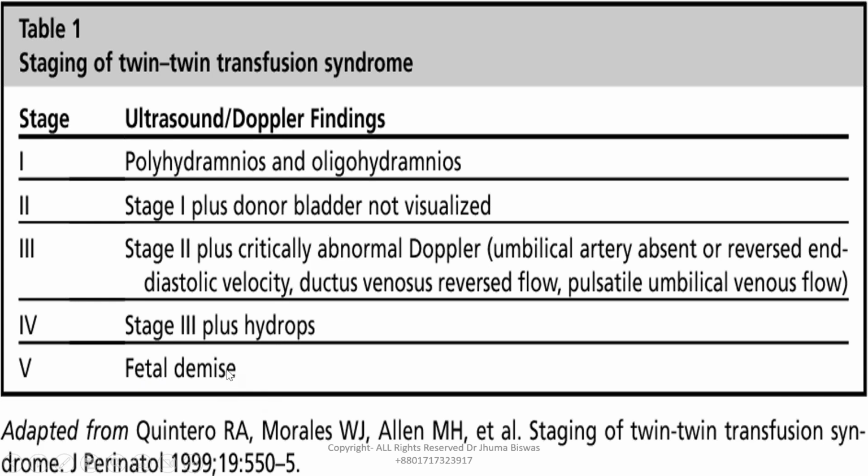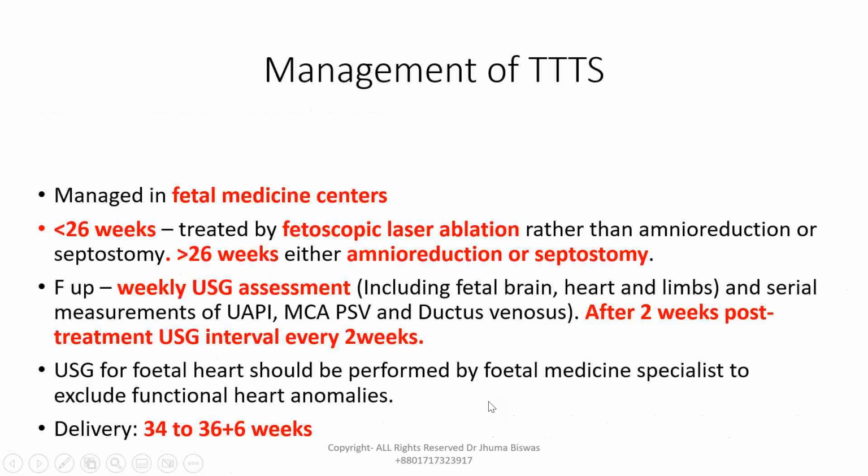So how do you remember this? Always remember A, B, C, H, D. A means amniotic fluid abnormality, that is either poly or oligo. B is that bladder is not visualized. C, that is stage 3, is critically abnormal Doppler. 4 is H, that is hydrops, and D is fetal demise. So A, B, C, H, D.